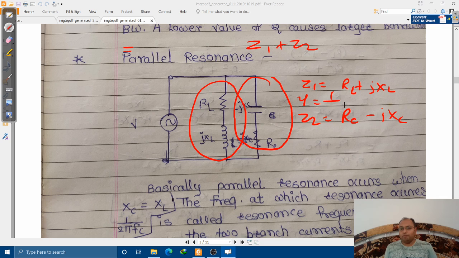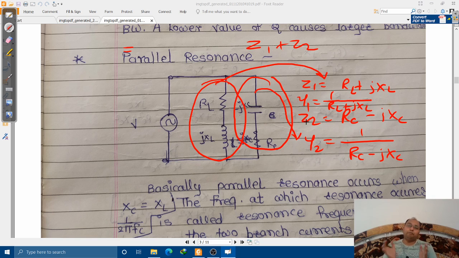As they are connected in parallel, we have to take their admittance. So Y1 is 1 upon RL plus jXL, and Y2 will be 1 upon RC minus jXC. That's it, that is so simple. We have first found the impedance of this particular series arm, and this is the impedance of the other series arm, which is parallel to the first one, right?